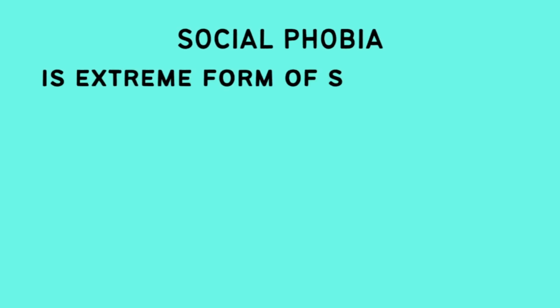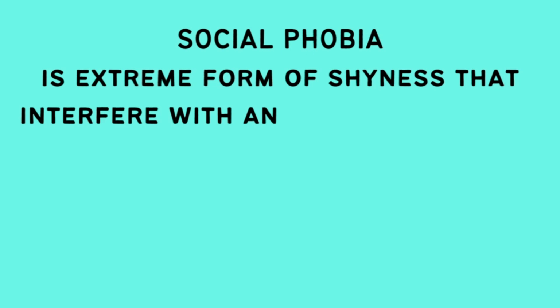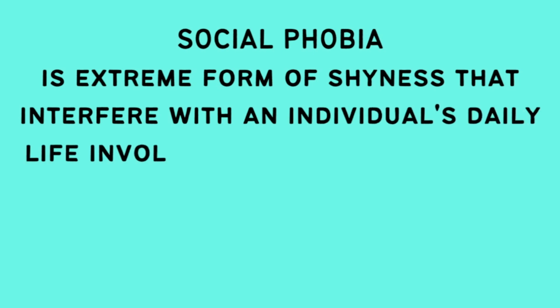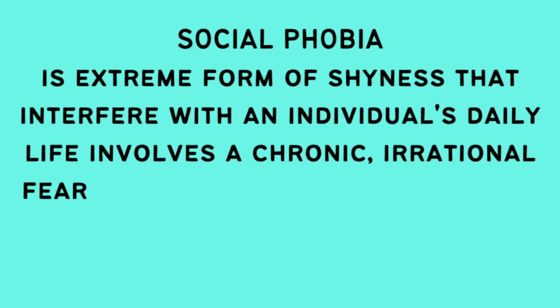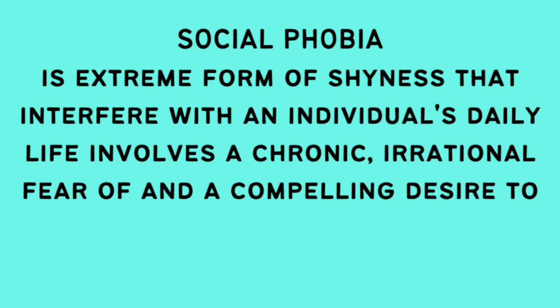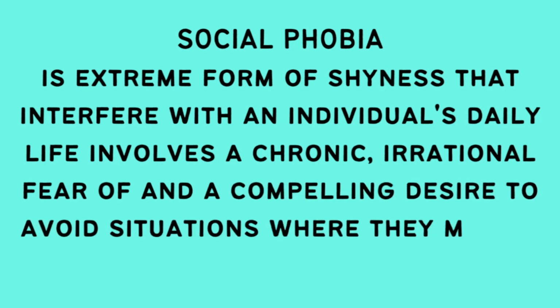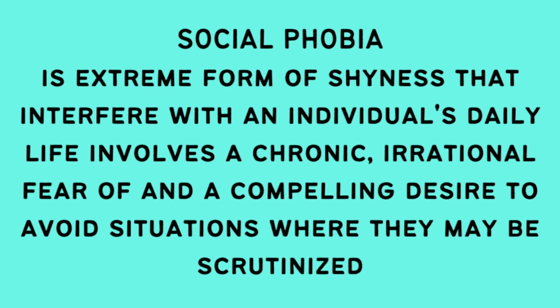Coming to the second type of phobia that I spoke about, that is social phobia. So social phobia is an extreme form of shyness that can interfere with an individual's daily life, and it also involves a chronic irrational fear of, and a compelling desire to avoid, situations where they may be scrutinized. So something like, we know this, public speaking, standing on a podium or on a stage and performing or saying something, giving a speech or presenting something, that is a part of social phobia.